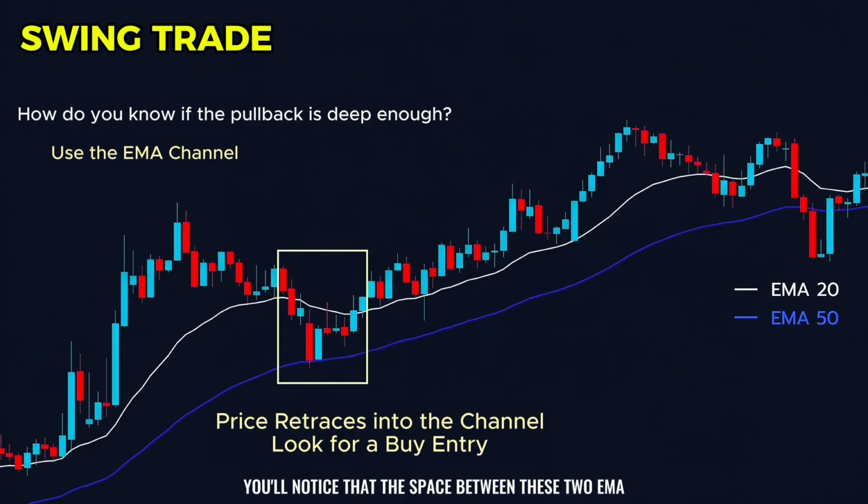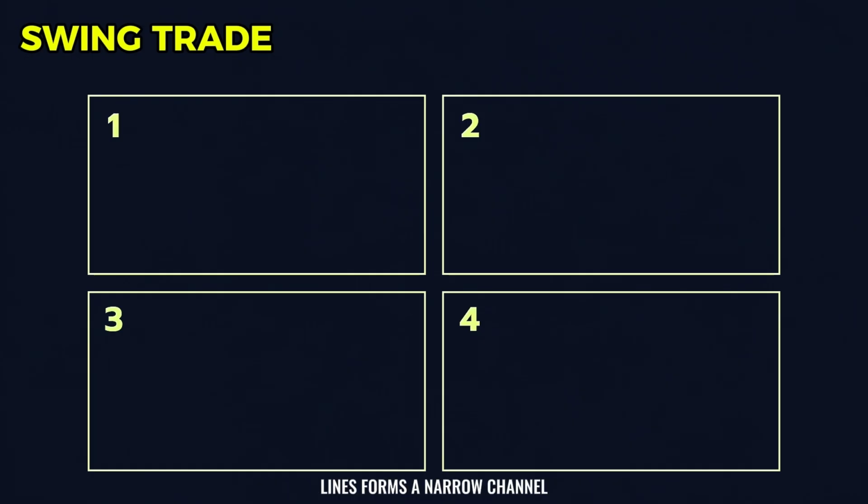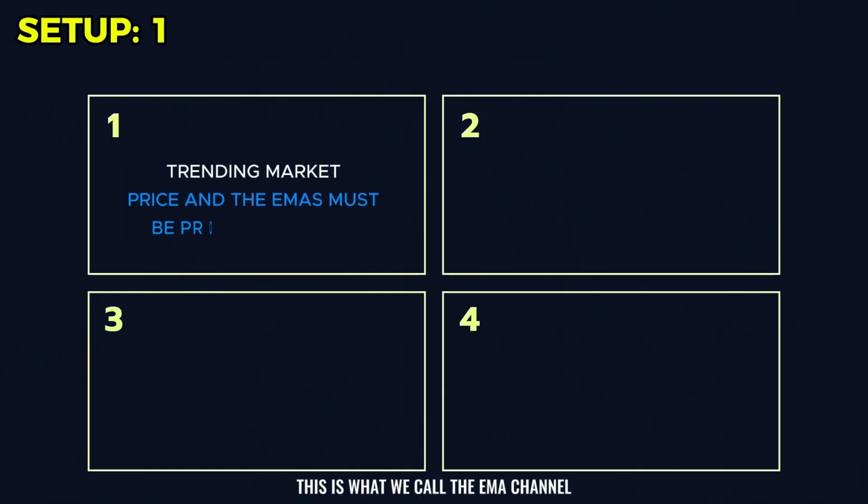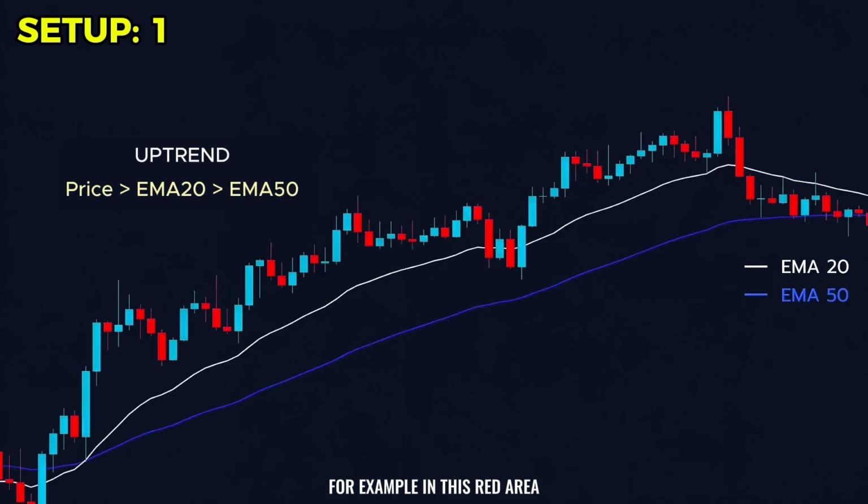You'll notice that the space between these two EMA lines forms a narrow channel. This is what we call the EMA channel. When the market is in an uptrend, the price moves higher and periodically pulls back. When the price pulls back, it enters the EMA channel. For example, in this red area, the price is already inside the EMA channel. From there, we look for an opportunity when the price bounces out of the EMA channel. Once the price reacts to the EMA channel and continues moving higher, we can enter a buy trade.